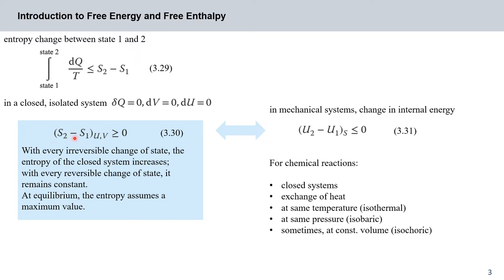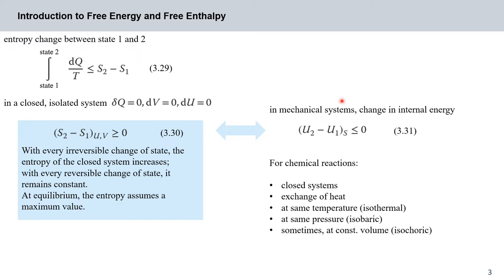So what this means is essentially that with every irreversible change of state, the entropy of a closed system increases. So S2 minus S1 is always greater or equal to zero. Conversely, this also means with every reversible change of state, it remains constant. So this is the case for S2 minus S1 equals zero. And at equilibrium, as we have shown on previous occasions, the entropy assumes a maximum value. So dS equals zero at this point.